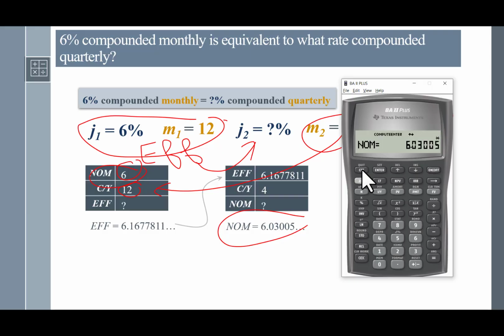So I'll repeat the steps. You enter the NOM of the first interest rate, enter the compounding frequency, calculate the effective. Go to the compounding frequency, change it to the second one, go to NOM and calculate it. And that would be the equivalent interest rate.